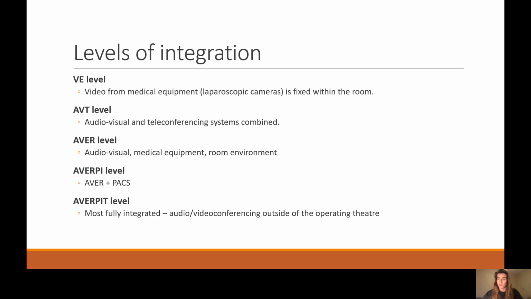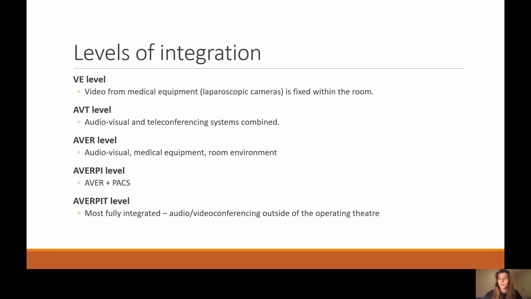So there are many types of integrated operating theatres on the market, and they all vary in price and complexity. At the most basic level, there is a VE level, which simply portrays the image from the laparoscopic camera onto a local screen in the operating theatre. AVT systems then add teleconferencing into the mix. So this would allow for conference room presentations. AVER allows for easy access and control of all equipment, as well as video images to be played on 2 or more displays. This system also allows for music to be played from another device through in-ceiling speakers. All these systems are interlinked, allowing everything to be controlled from the central control unit.